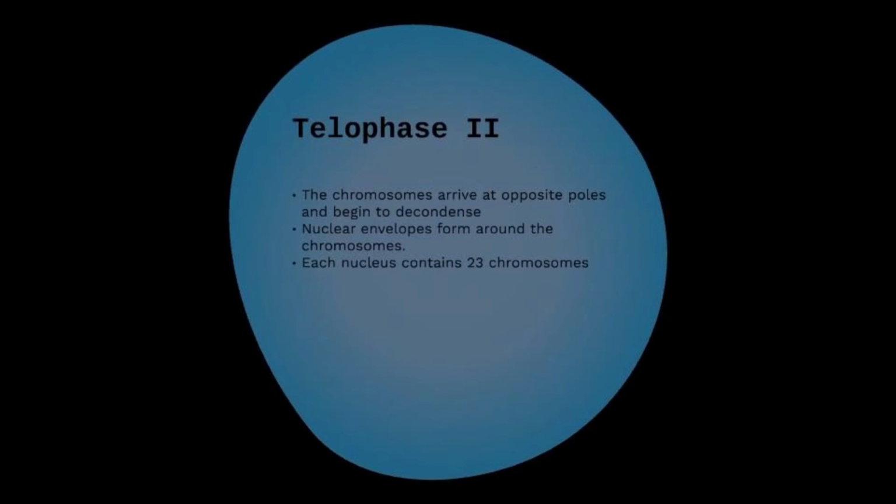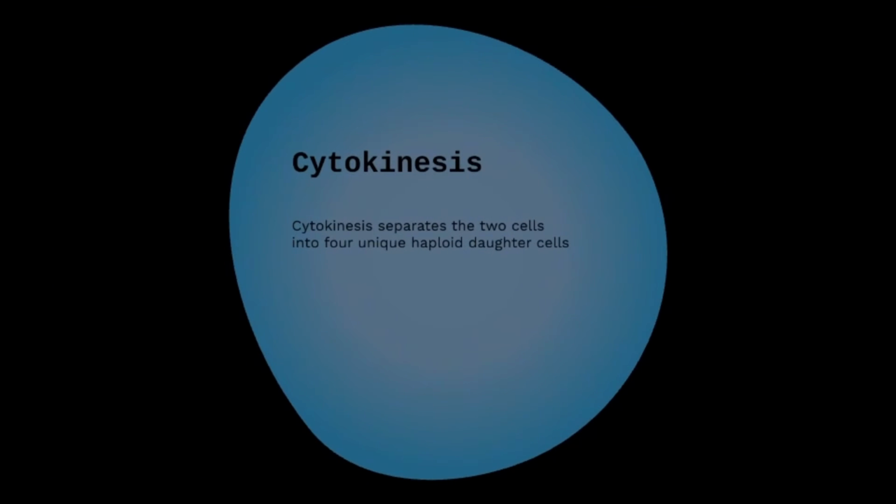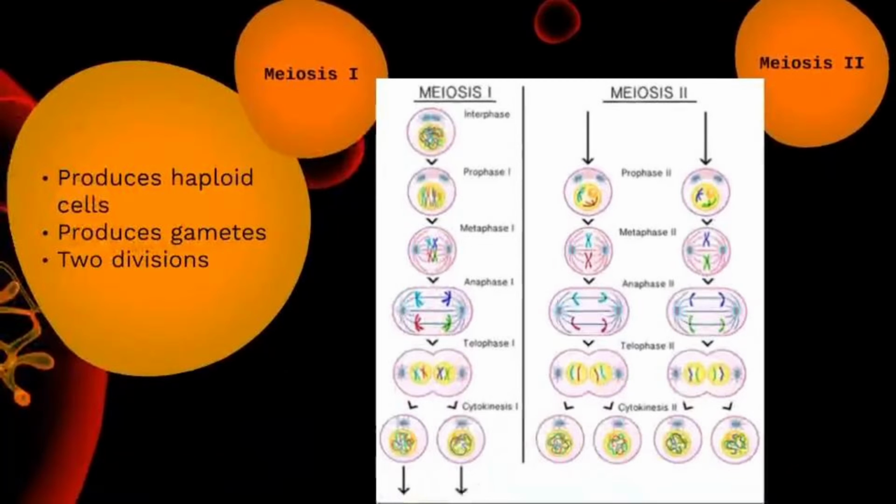Then finally, once we have our 2 nuclei, which are both at this point haploid, they contain 23 single chromosomes, then we have cytokinesis, and this separates the 2 daughter cells into 4 unique haploid daughter cells. So at the end of the second part of meiosis, we come out with 4 daughter cells, and they are all unique. And these can be either the sperm cells in a male or the egg in a female.